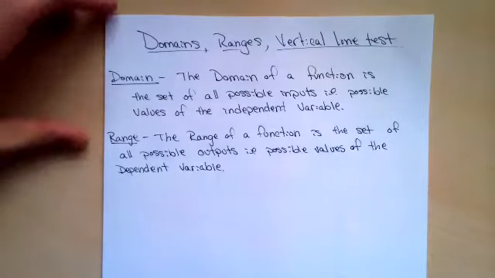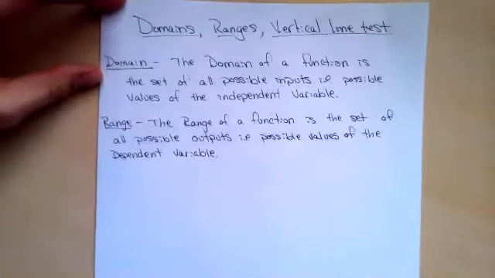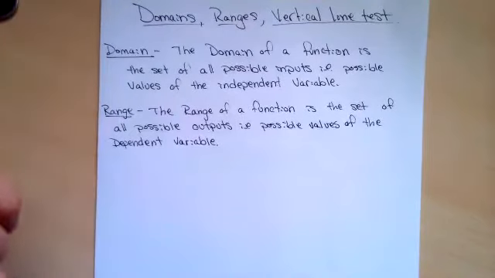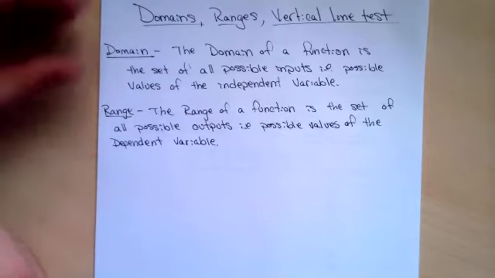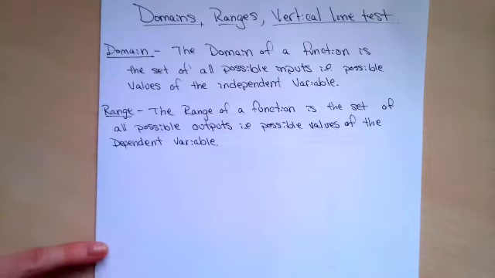And we defined what a function was last week. And recall we said that it is a relationship between two variables, one we call the independent variable, the other the dependent variable, such that for every input, for every value of the independent variable, there is exactly one value of the dependent variable.